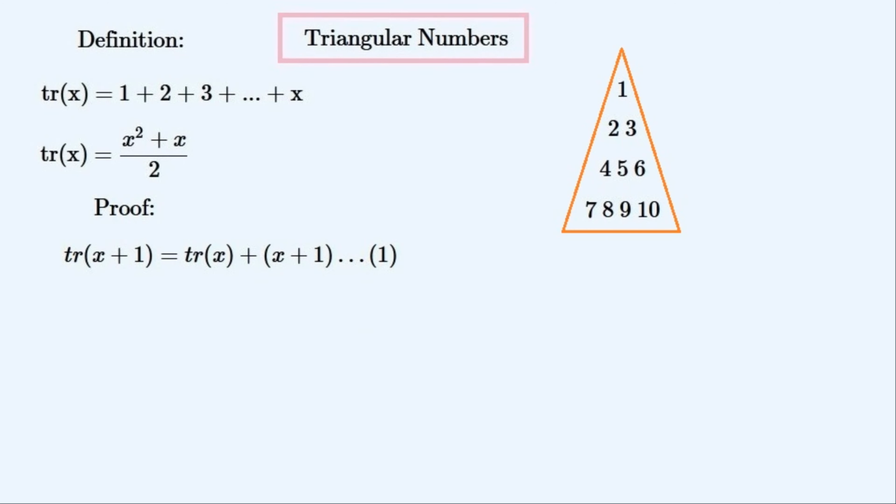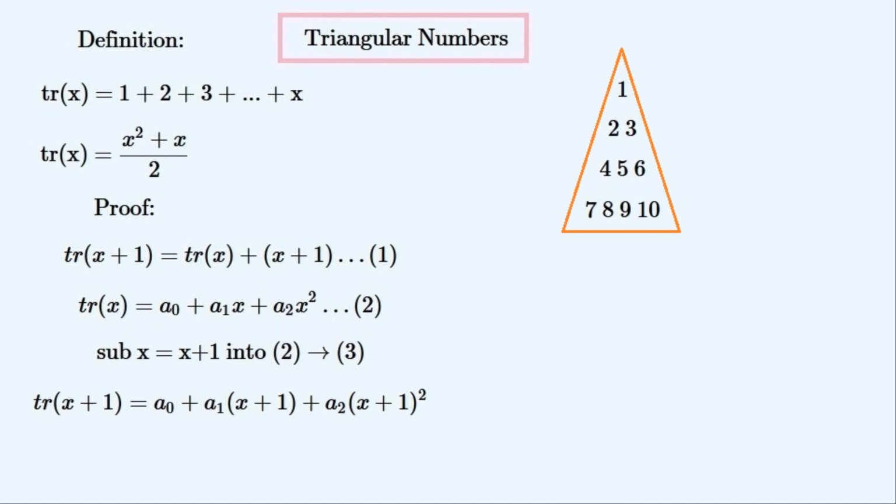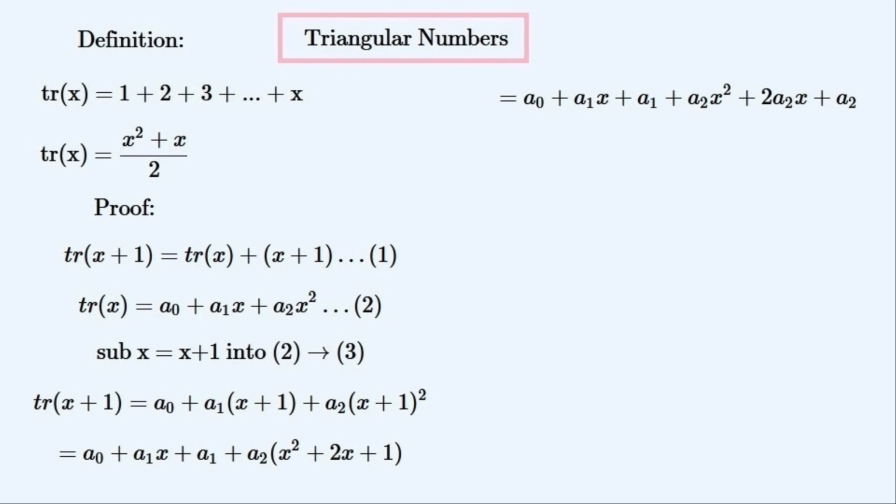So starting with this proof, we can use this function for triangular numbers that finds the next triangular number from the previous one. We'll assume that the formula that finds the xth triangular number is this quadratic polynomial. Now we'll have to find all of its coefficients. We'll substitute x plus 1 in for x, which is a legitimate step in a mathematical proof. Then we'll expand this expression, and then expand it a bit more.